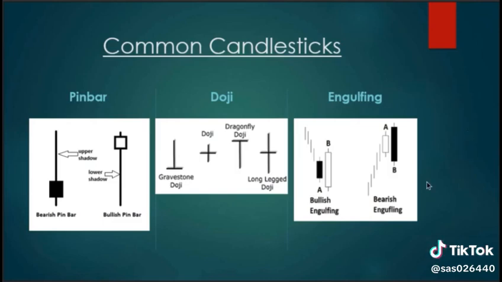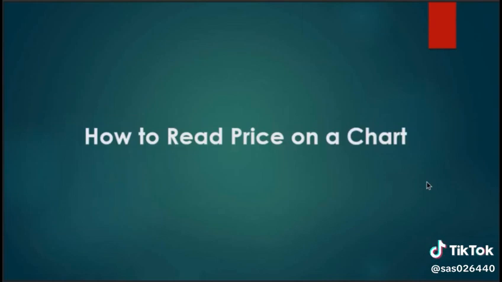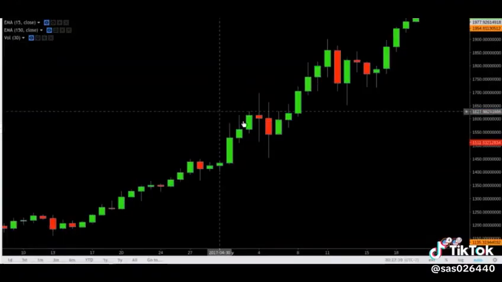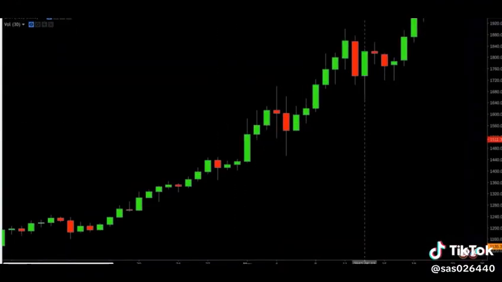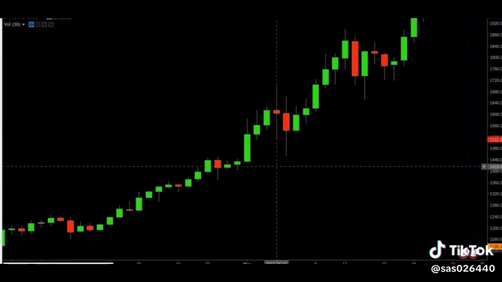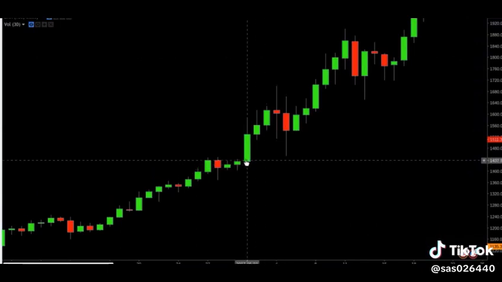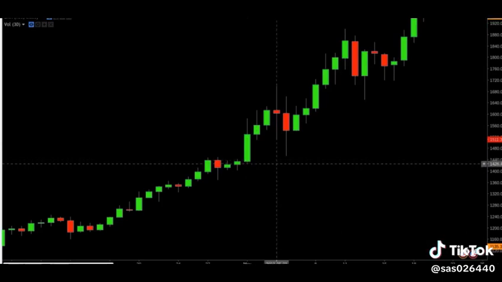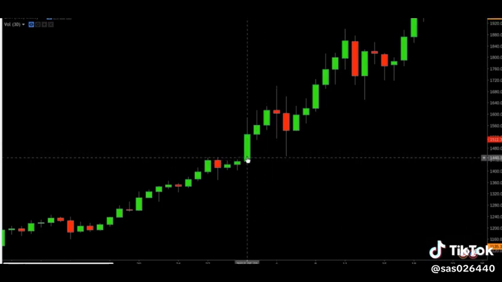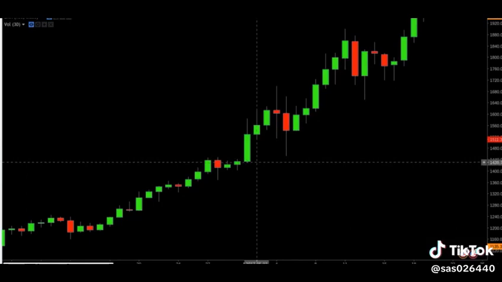Now, going further on, I'm going to show you how to read the price on a candle on the chart. So let's go over to the Bitcoin price. Now, let's go and again review what it is to read the price on a candle. Now, each of these candles represents one day. So for this candle, which is the 1st of May, price opened up that day at 1433.